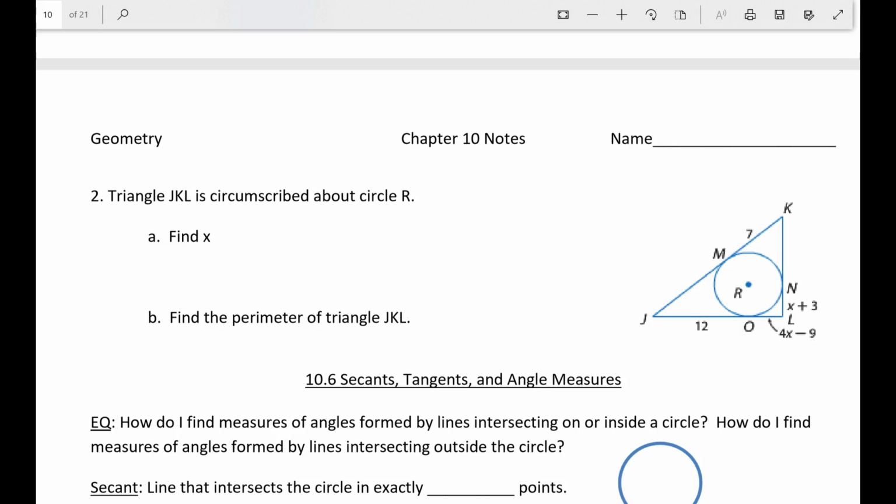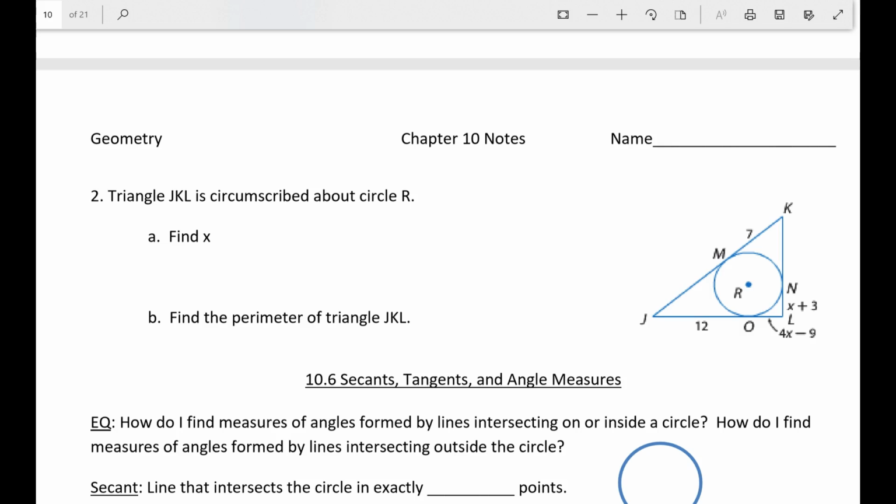All right, I have one more example here for you. What I would like you to do is go ahead and pause your video and draw this triangle JKL, which is circumscribed about circle R. Go ahead and take a second, pause your video, and draw a sketch of that scenario. Okay, I hope that you went ahead and paused your video and drew a sketch of the triangle JKL, and it is circumscribed about circle R.